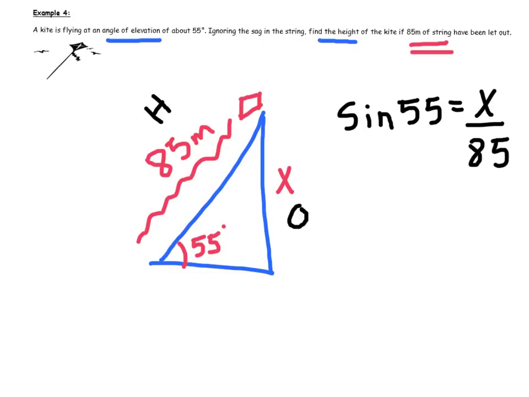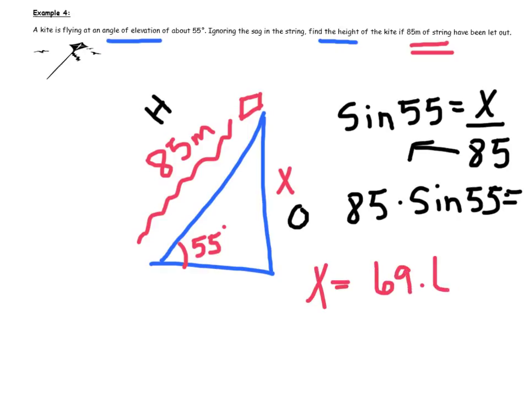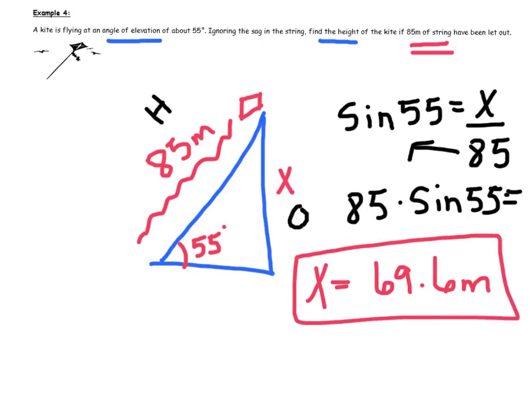x is up top, so we multiply 85 times sine 55. Type it in the calculator to see what x gives you. Once you type that in, you will find that x gives you 69.6 meters, and that is how high the kite is off the ground.